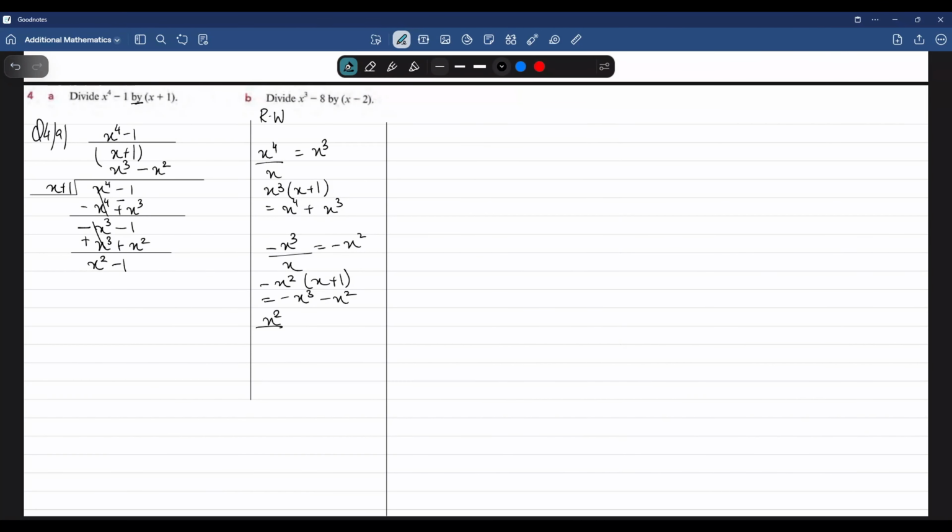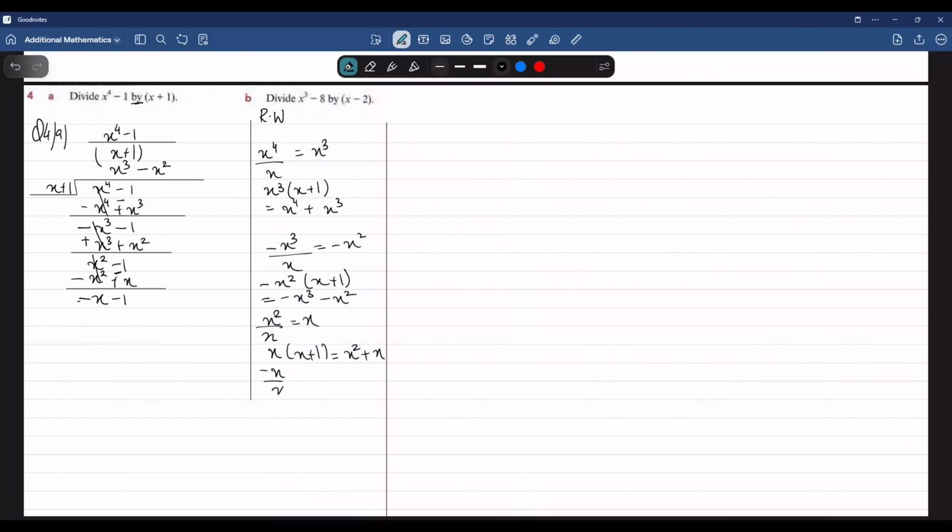x² divided by x is going to give us x, and x multiplied by x plus 1 is equal to x² plus x. Okay, so x² plus x comes up here. We subtract it, so we multiply the whole equation by negative. It becomes negative, and this becomes negative. This cancels down, negative x, negative x. Negative x minus 1 comes up here.